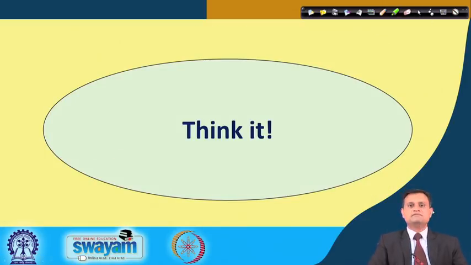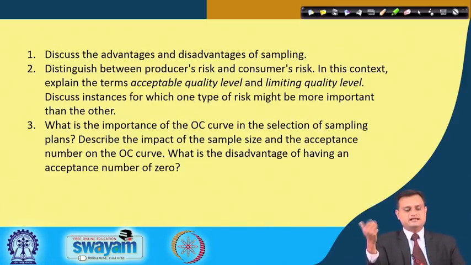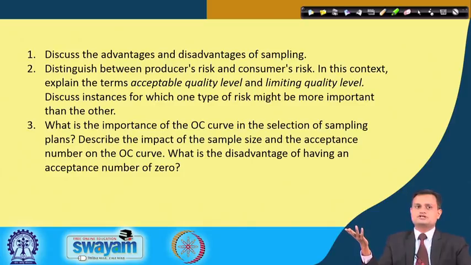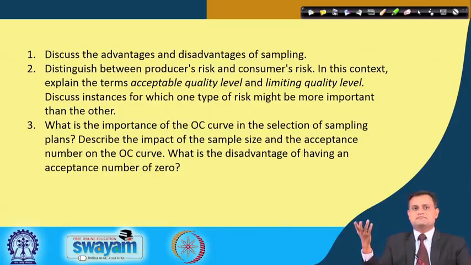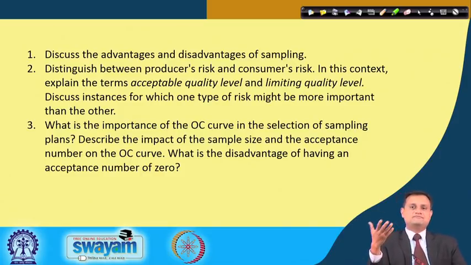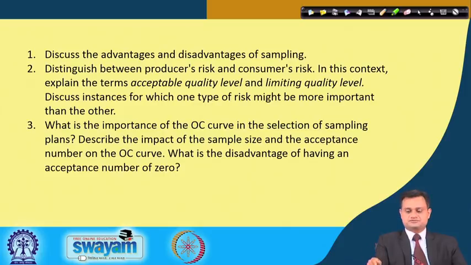So, before I end, let me float a couple of questions to think about. Discuss the advantages and disadvantages of sampling. Distinguish between producer's risk and consumer's risk and try to explain it with some suitable example. What is the importance of the OC curve, and describe the impact of sample size and acceptance number on the OC curve. So, try to answer these questions, that will help you to have a good internalization of the concept and better clarity on the concepts covered.